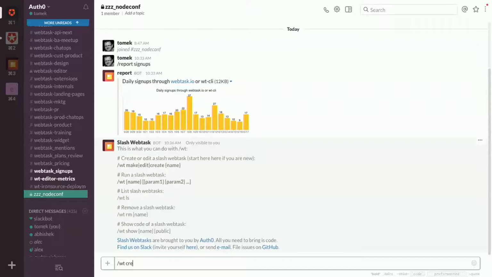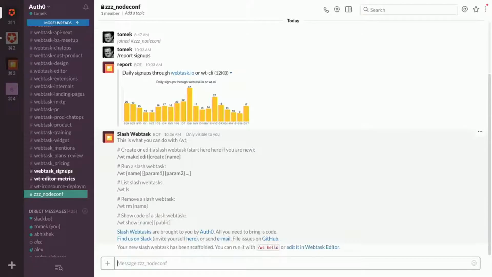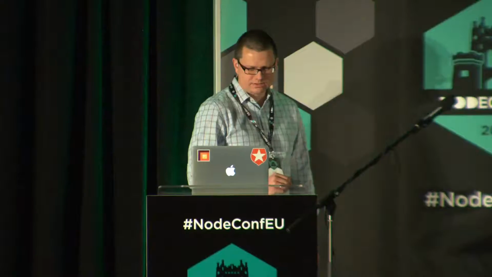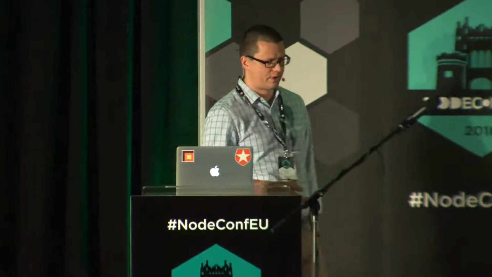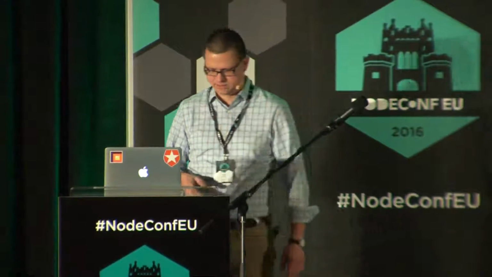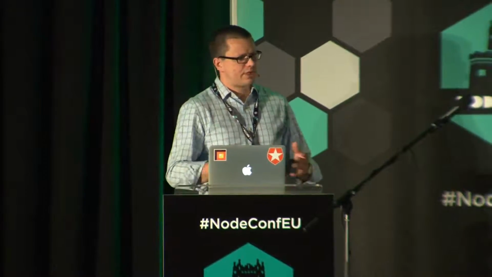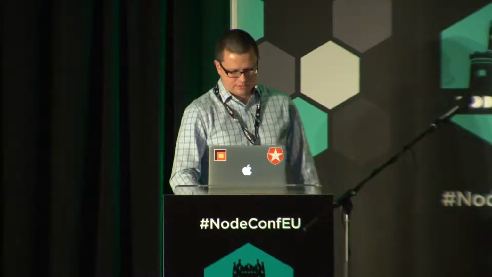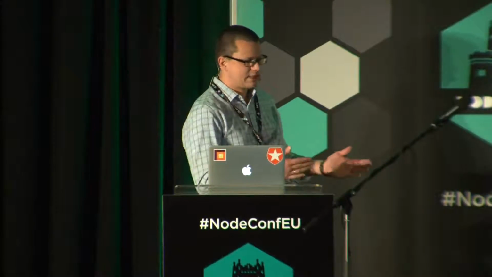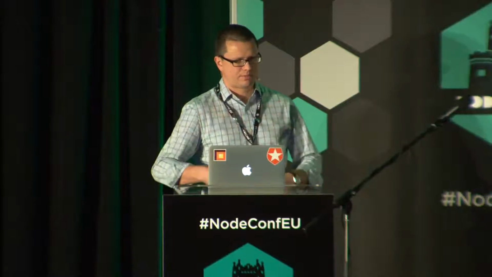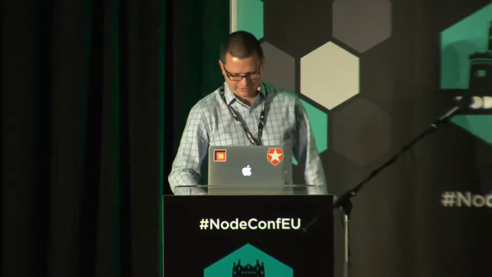I'm going to create a hello slash webtask, and it is created. And we can run it immediately from here. It does a very simple thing. It responds with a hello and the name of whoever called that command, which in this case is me. So not very exciting. However, we have a piece of custom code running out there in response to a custom command. And it took me, what, 3 seconds, as opposed to deploying something to Heroku or wherever.